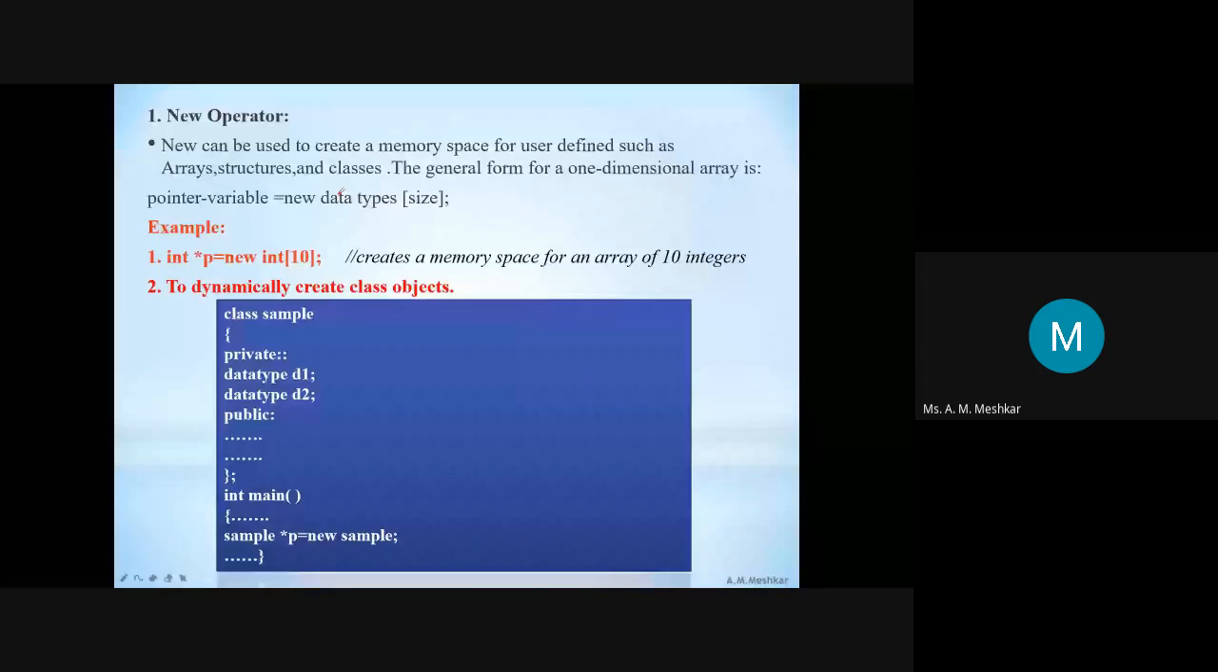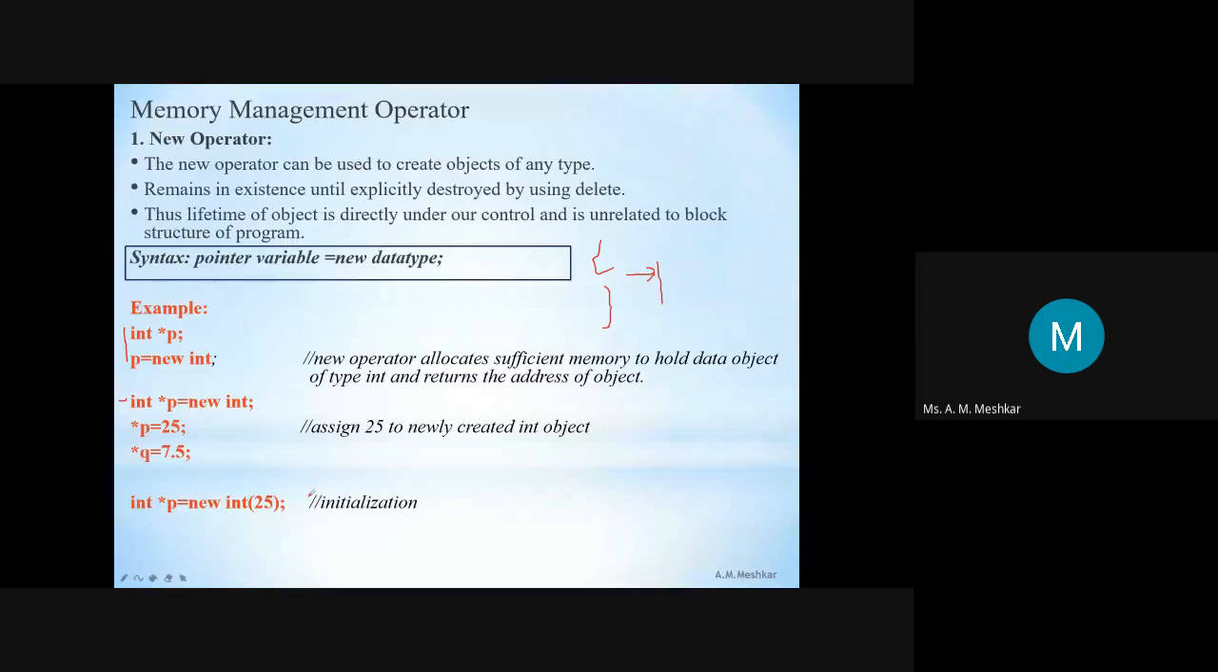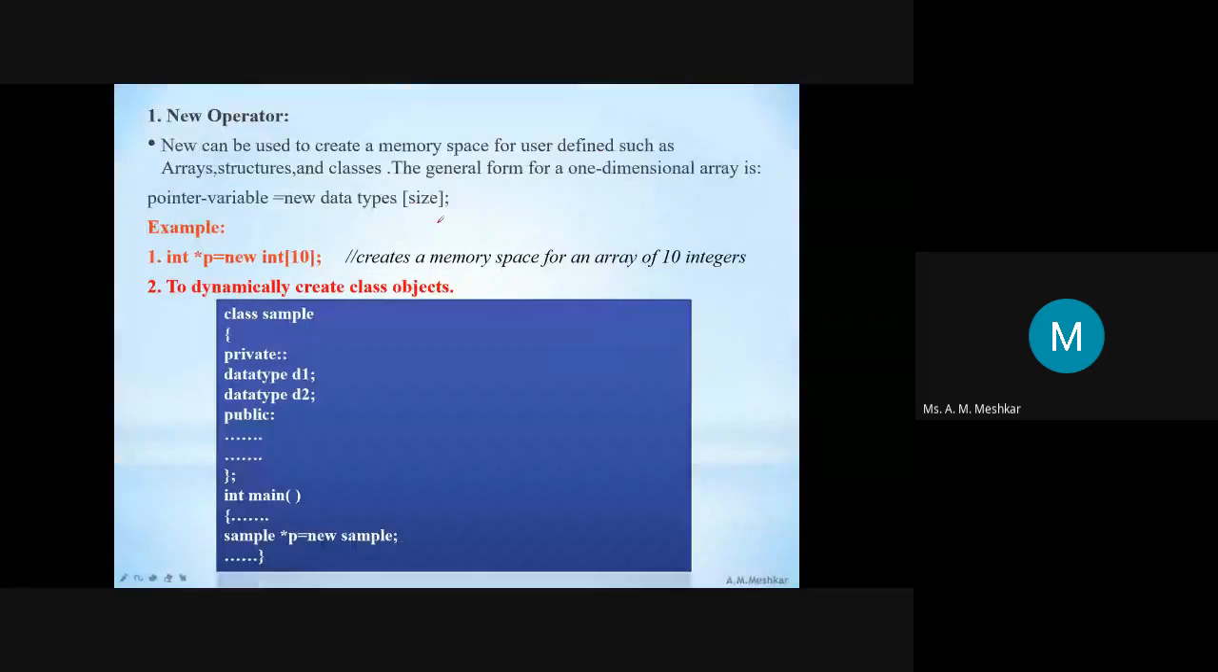New can be used to create a memory space for user defined data types also, like structures or arrays. See, अगर मुझे अरे के लिए एलोकेट करना है न्यू की हेल्प से डायनेमिक मेमोरी, then I can do this. int *p = new int[10]. Remember guys, this is square bracket. In the previous case, this is a round bracket. Whenever you are assigning the value to these built-in types, assign like this. Whenever you are assigning it to the user defined data types like array, assign it inside the square bracket.